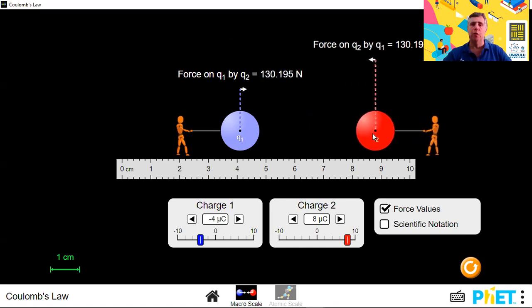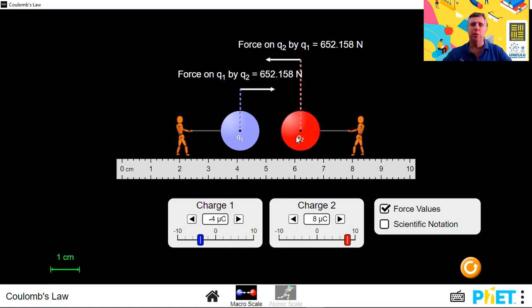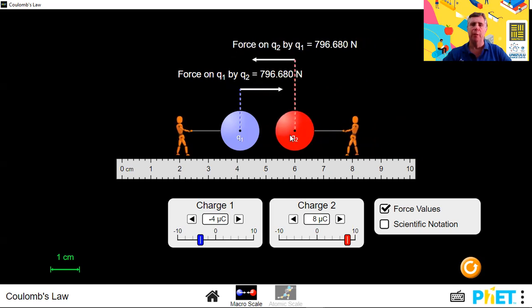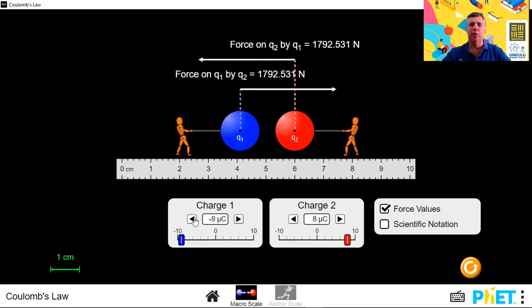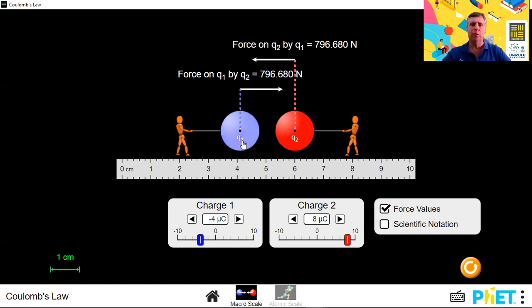Now you'll see as we move the charges, those forces will change. And we can look at the forces by looking at the size of the number and also by the length of the arrow. Now let's start with a simple one, the effect of changing the charge. The charge one is -4 microcoulombs. If I make it more negative, can you see that the force increases? You can see the arrows increase in length and the numbers go up. So clearly the force exerted by Q1 on Q2 or by Q2 on Q1, because they're equal and opposite, is directly proportional to the size of the charge on Q1.